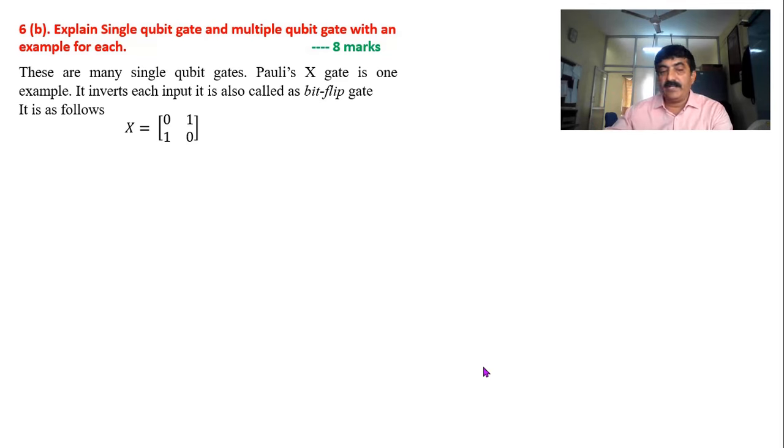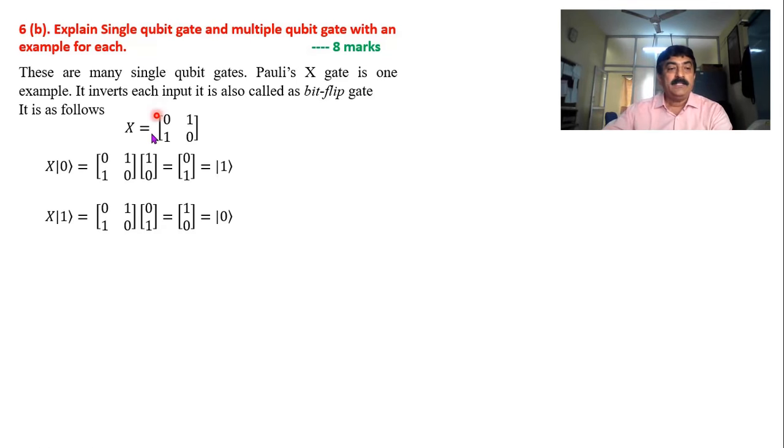For the single qubit gate, I have taken Pauli's X gate, that is 0 1 1 0. It is also called the bit flip gate because it will take ket 0 to 1, and 1 to 0. I will show you how. This is very simple.